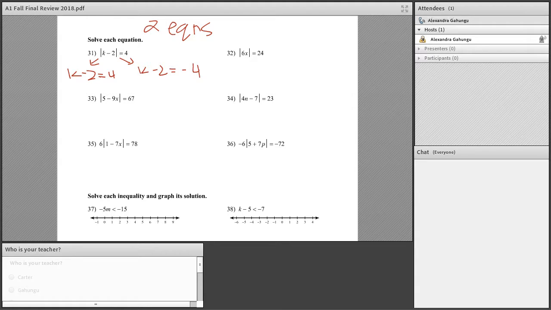So we're talking about our distances. So we're either traveling 4 units one direction, 4 units in another. You solve for k, so we'll add 2 to both equations because that's what we'll have to do.